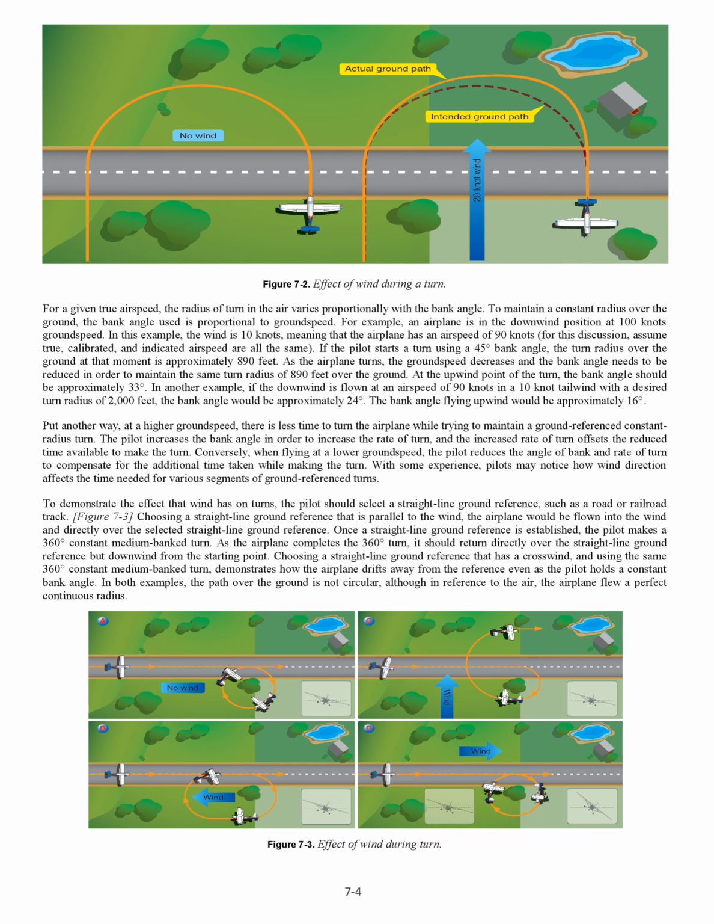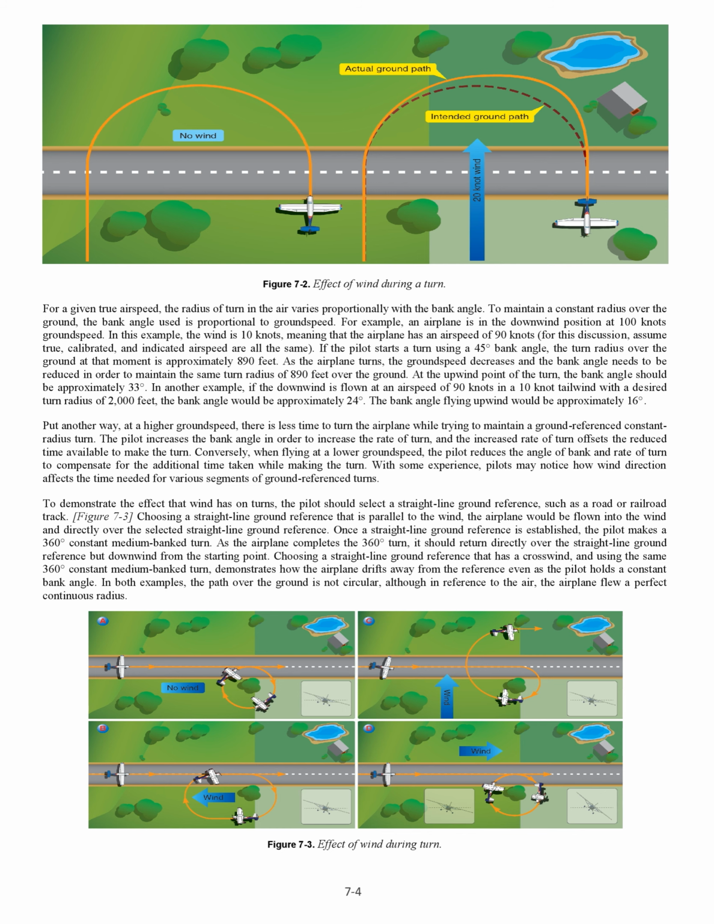To demonstrate the effect that wind has on turns, the pilot should select a straight-line ground reference, such as a road or railroad track. Choosing a straight-line ground reference that is parallel to the wind, the airplane would be flown into the wind and directly over the selected straight-line ground reference. Once a straight-line ground reference is established, the pilot makes a 360 degrees constant medium bank turn. As the airplane completes the 360 degrees turn, it should return directly over the straight-line ground reference but downwind from the starting point.